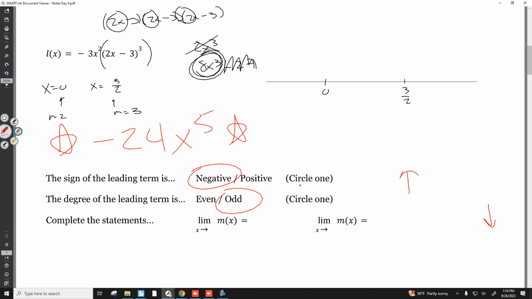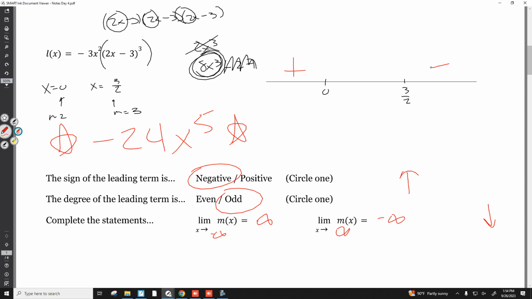If I'm going to the left, I go up. If I go to the right, I go down. That's telling me to the left, I got positives. To the right, I got negatives. Like, boom, I just did my signs by understanding end behavior. Cool? Can you fill out the other signs, and can you sketch the graph? Go.